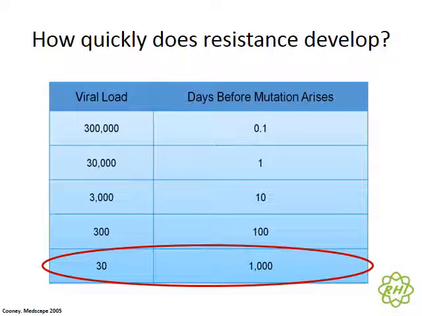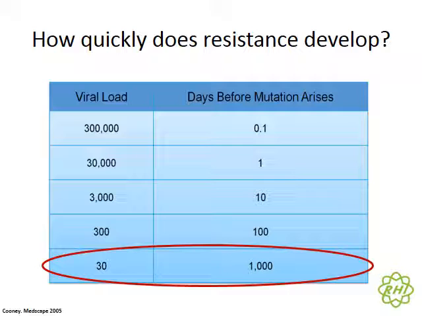This is a nice, interesting slide, which we don't always take into consideration, that shows how the viral load of the patient, so how high the viral load is, does contribute to how quickly resistance develops, because obviously the more virus there is, the more mutations will develop. So right at the bottom there, you will see that if your viral load is 30, which is almost lower than detectable, a very little bit of virus in your blood, it can take as much as 3 years for new mutations to arise.